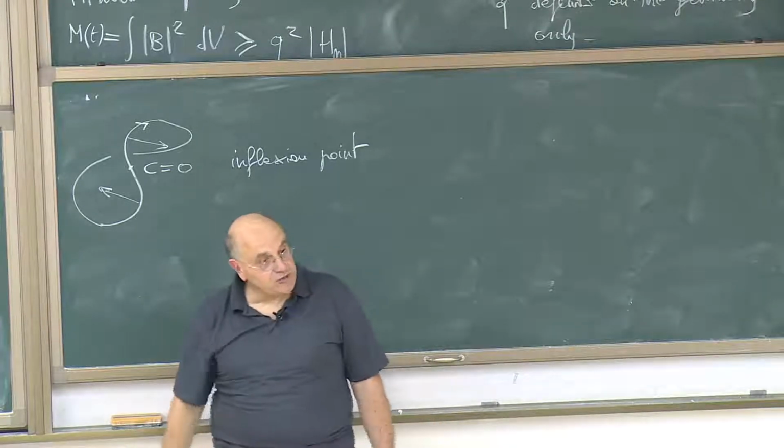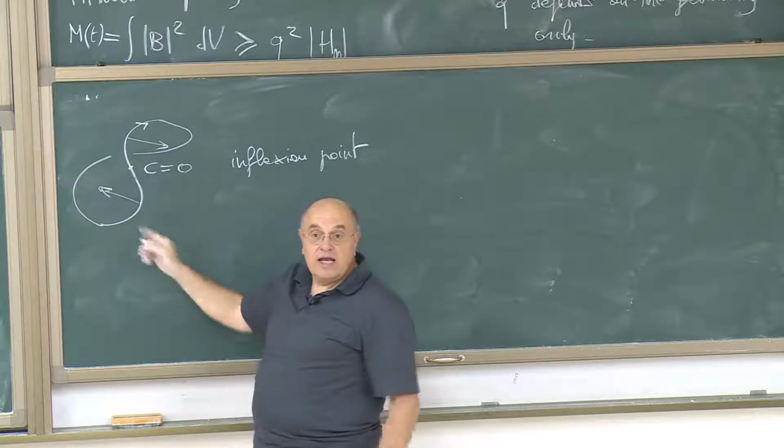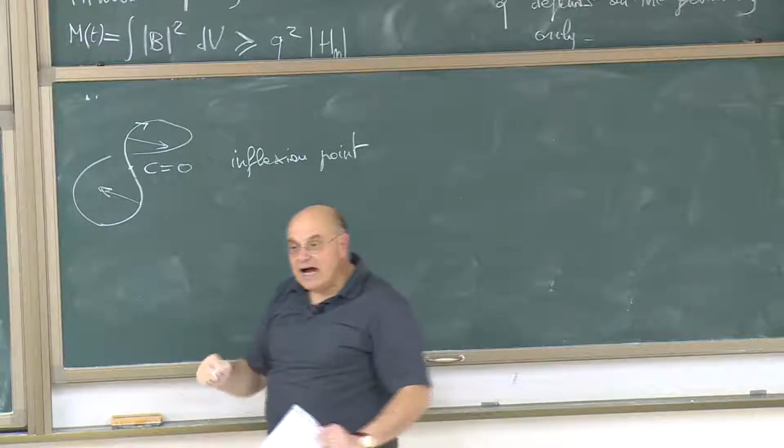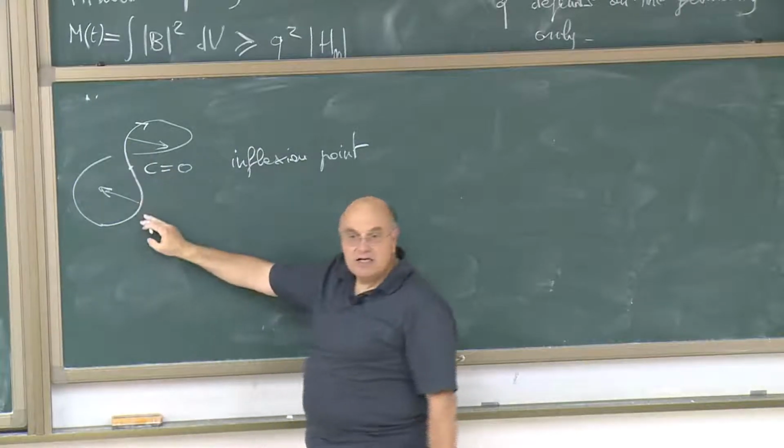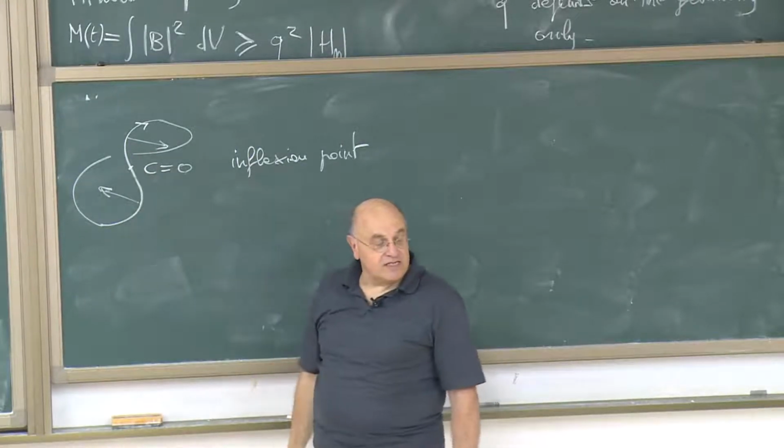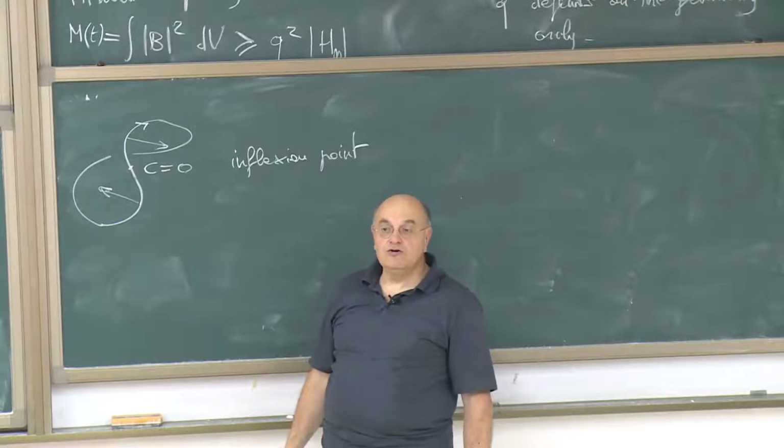If there is an inflection point, the Lorentz force will rearrange the curve. Why? Because the Lorentz force doesn't like to have these two concavities nearby. How do you prove it?